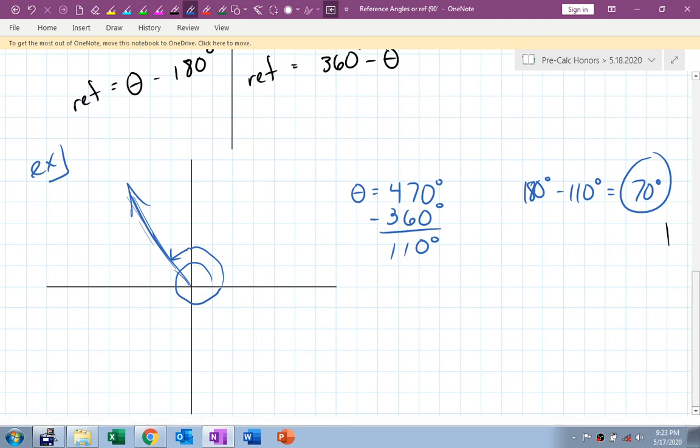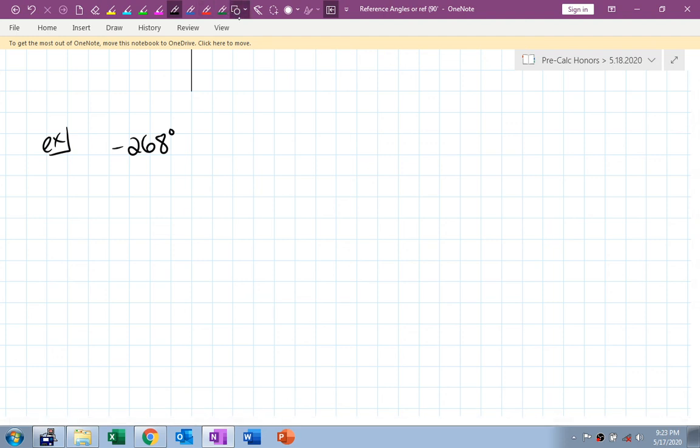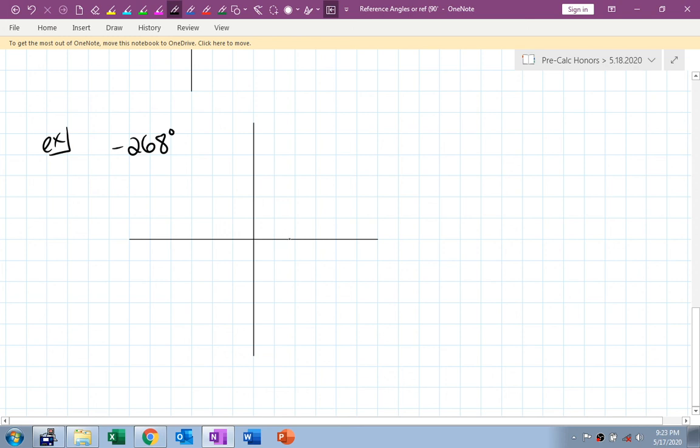Let's say I have negative 268 degrees. Why that? Because it's the one I wrote on my paper, because I wanted to do a negative one. No significance, just some random number I jotted down. Negative 268. Well, this is negative 180, and that's negative 270 here, so I'm really close to it. So again, I'm in my second quadrant.